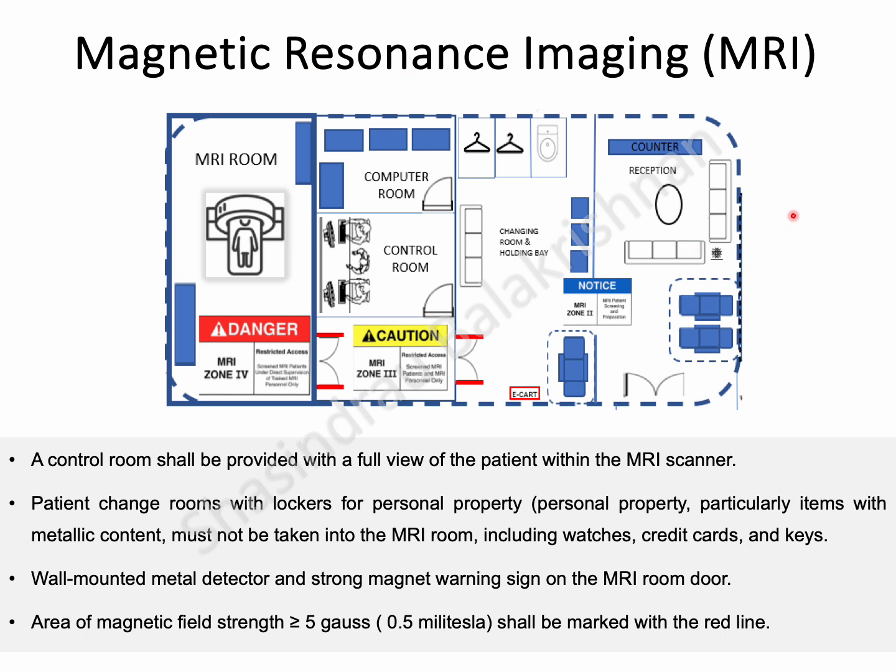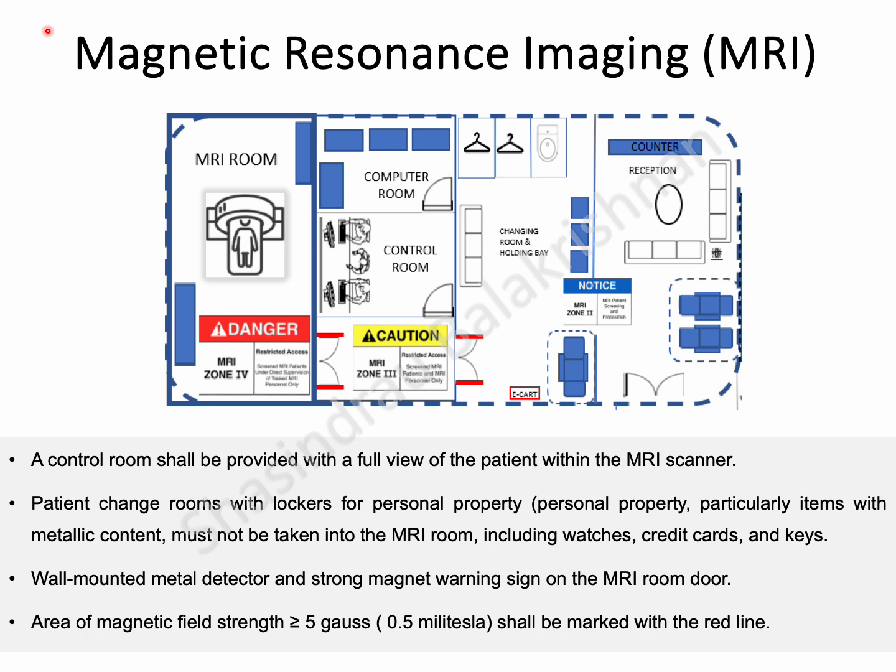Access to the MRI area must be restricted and carefully zoned, typically into 4 zones, with zones 3 and 4 being the most controlled. The MRI room, Zone 4, houses the magnet and must be supported by adjacent spaces, including a control room with full visual access to the patient during scanning, changing rooms equipped with lockers for personal belongings, and clear signage indicating restricted access.